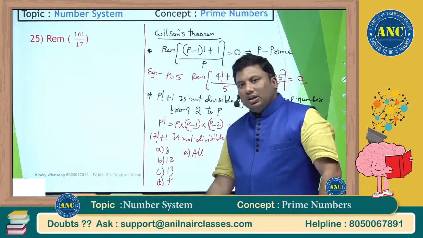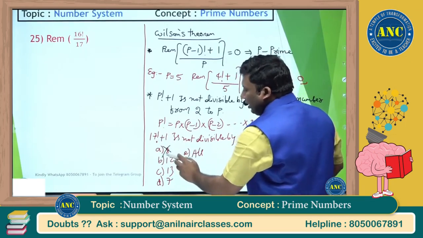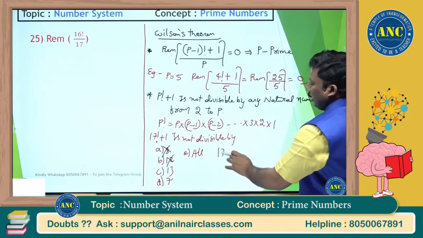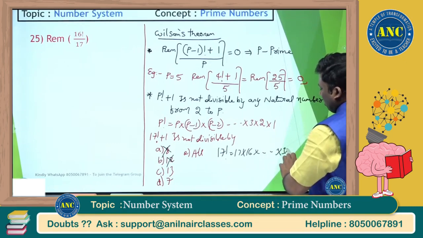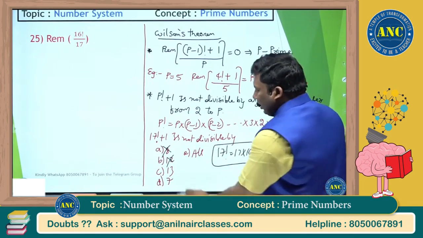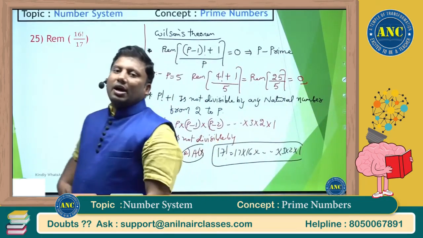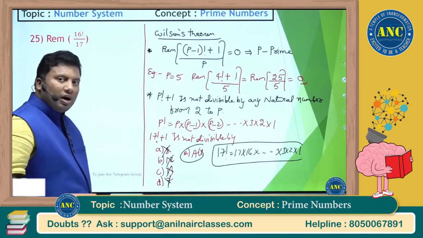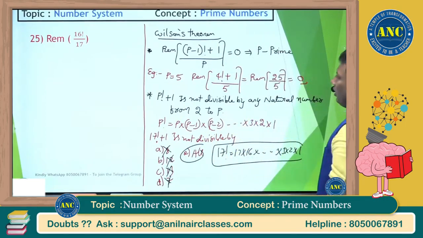17 factorial is the product of all the numbers from 1 to 17. It is divisible by 8, so remainder 1 when we add 1. 17 factorial contains 12. Why? Because 17 factorial is the product of all the natural numbers from 17 to 1. So 13 is a part of it. It is not divisible by any natural number from 2 to p. (p minus 1) factorial plus 1 when divided by p, the remainder is 0 when p is prime.